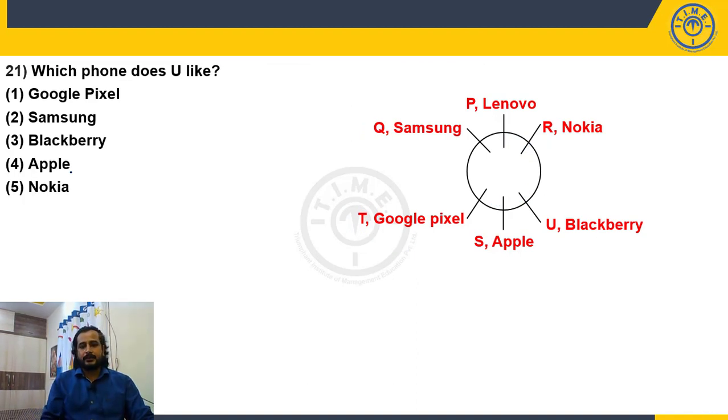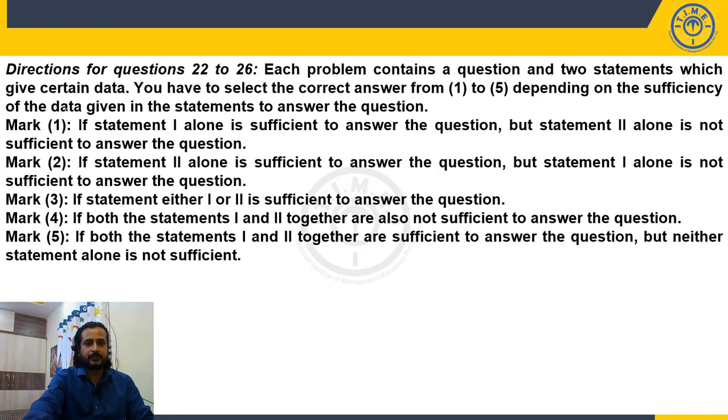Which phone does U like? U likes BlackBerry. So choice 3. Clear? Now move to the data sufficiency questions.